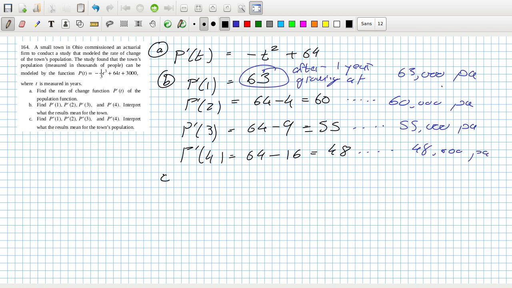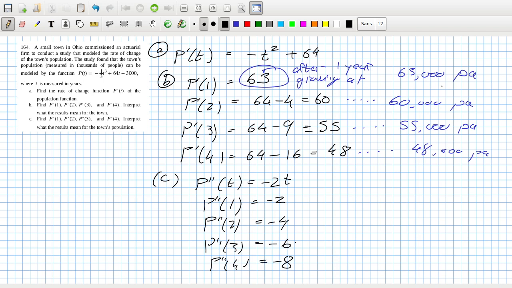And then the second derivative here is minus 2t. So then the second derivative at 1, 2, 3, and 4 is minus 2, minus 4, minus 6, and minus 8. You can kind of see, the reason they had us do the 1, 2, 3, 4 is you can see the growth rate is dropping.